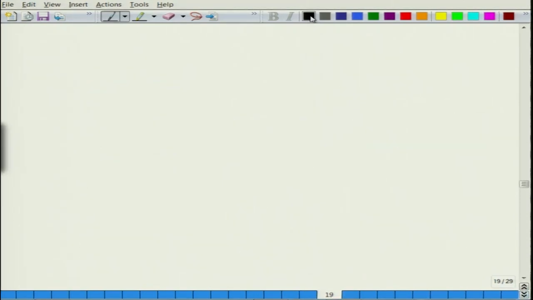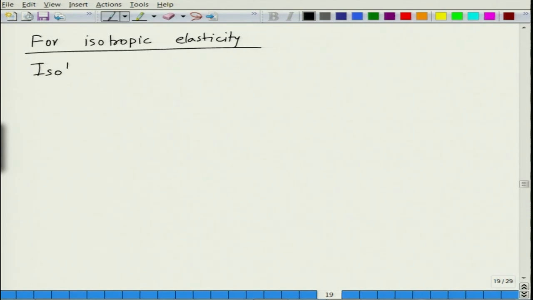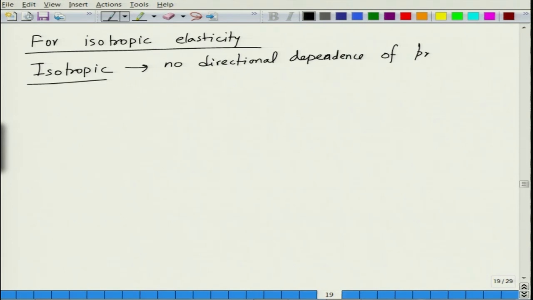Now, for elastic material, for isotropic elasticity, we will come to the isotropic term in a minute. So, for isotropic elasticity, let us first see what isotropic is. Basically, there is no directional dependence of properties. That is, properties are the same in all directions. So, here what we mean is that the modulus of material is similar in all directions.